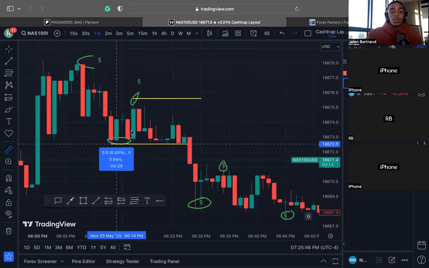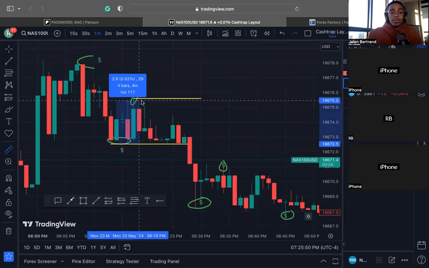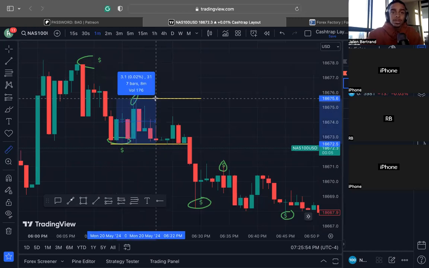Now, also points. I'm going to talk about points. This, from here to here, is 3 points. It doesn't sound like a lot, but that can be the difference between $1,000, a couple $1,000, $1, $10, $2, $5, depending on how much you put on the trade.